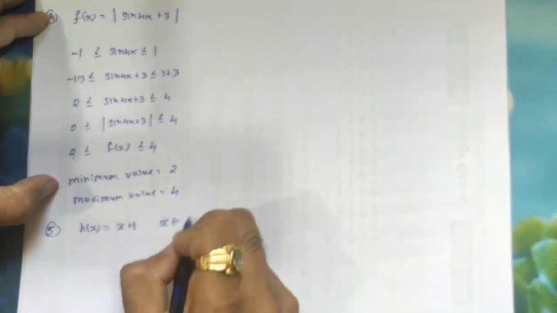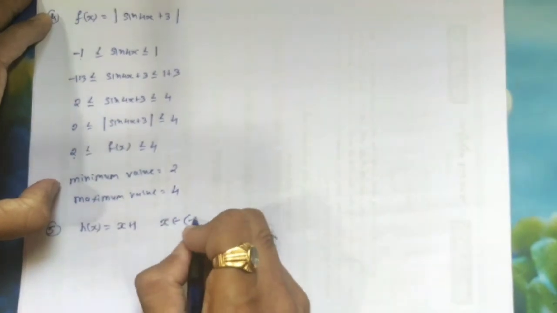Now the important one is question number 5. One small concept is given that you have to remember. In question number 5 we are given one function h of x. This h of x is equal to x plus 1, and here x belongs to the open interval -1 to 1.